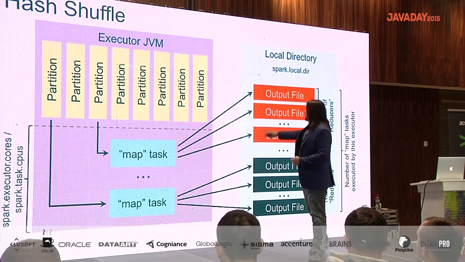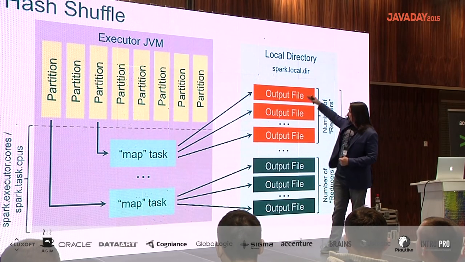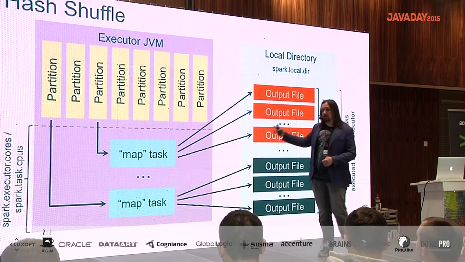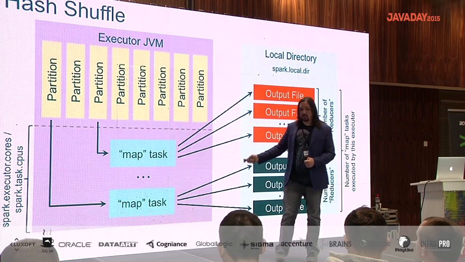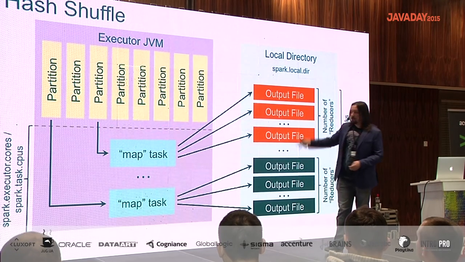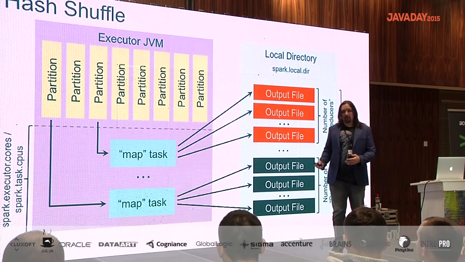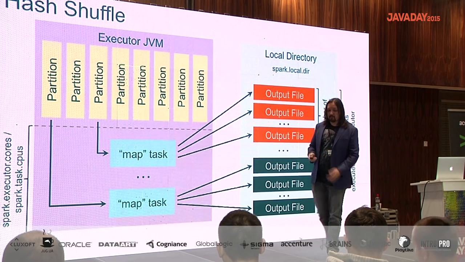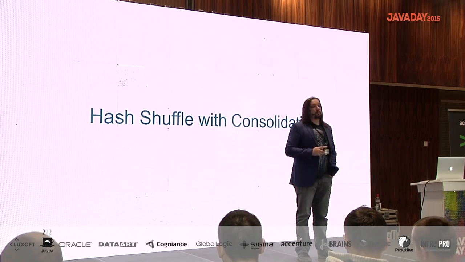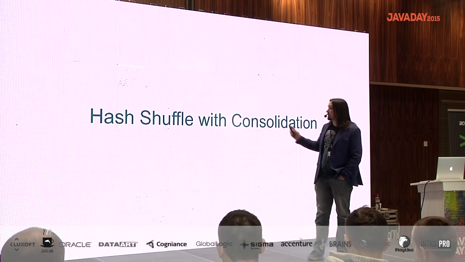For 500 tasks, you will have 500 groups of n partitions, and n will be equal to the amount of partitions on the target side. So the amount of files created is very, very huge, and you cannot avoid their creation and their removal after this. This is why the first optimization they made was to make a consolidation.